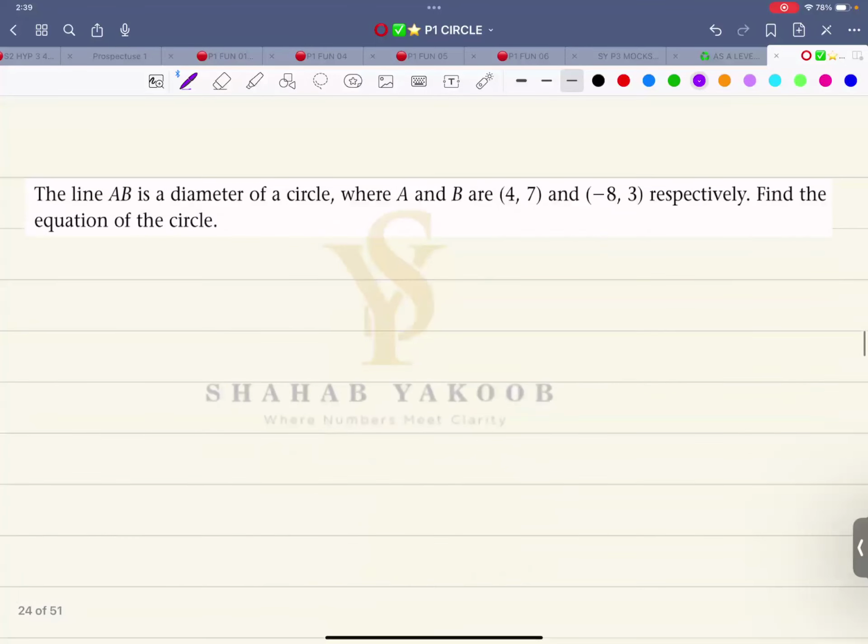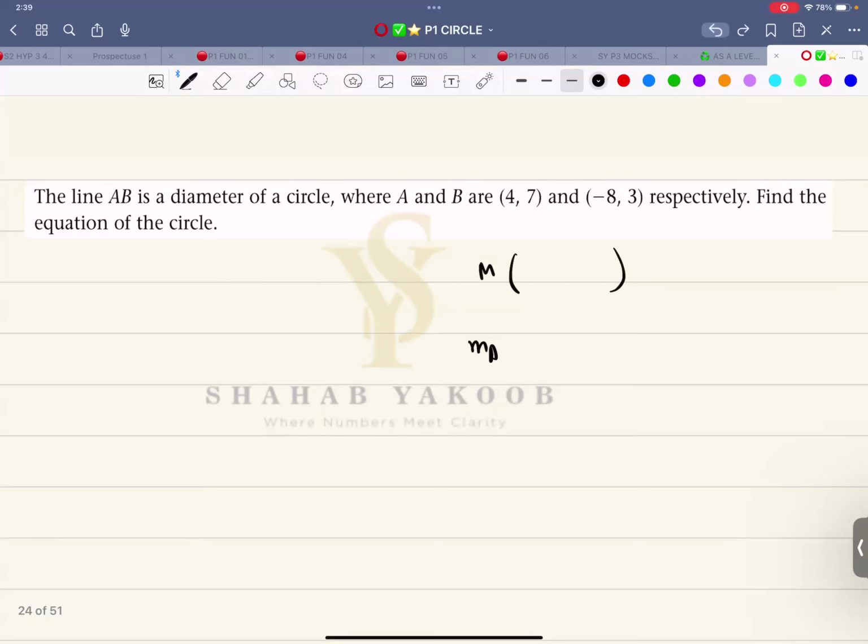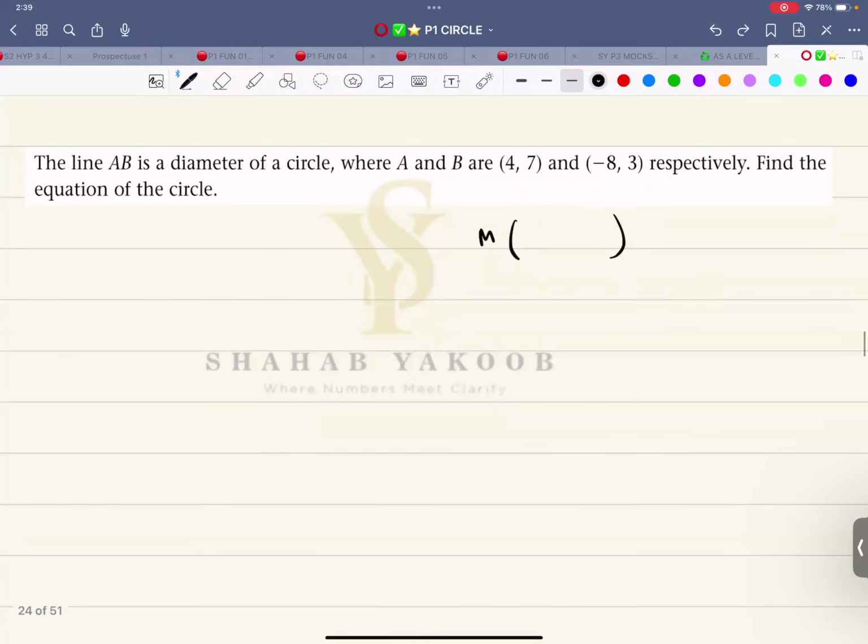All good. The line AB is the diameter of the circle where A and B are such and such. Find the equation of the circle. Very simple. Find the midpoint. Find the gradient of AB. Do the negative reciprocal thing. No, we don't need the perpendicular bisector. I got carried away. Hold on for a second, let me go step by step.